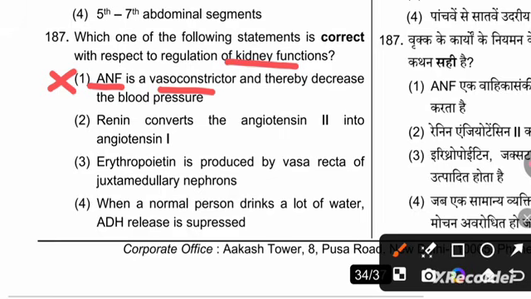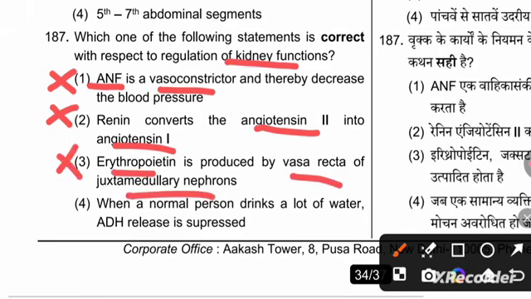Renin converts angiotensin 1 to angiotensin 2, not 2 to 1. So that is the wrong one. Then erythropoietin is produced by vasa recta of juxtamedullary nephron. No, that is also wrong. So when a normal person drinks a lot of water, ADH release is suppressed. So this one is the right one for this question.